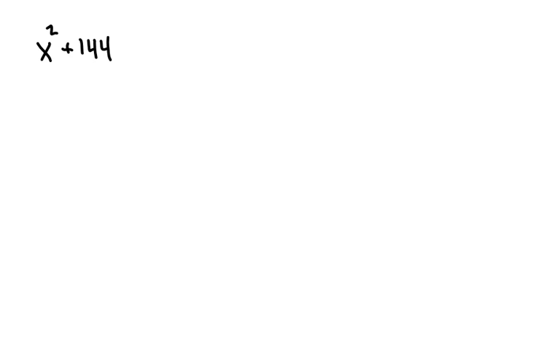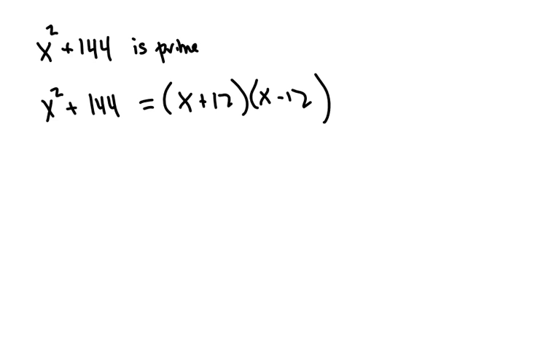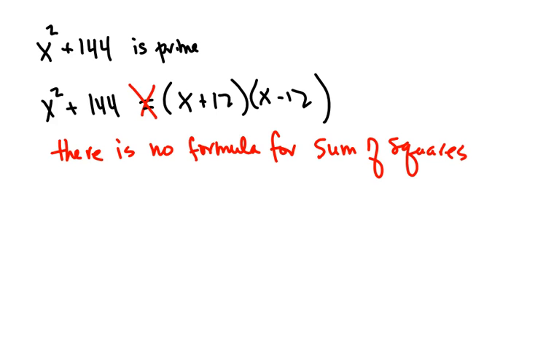Okay, I want to take a minute to answer a couple of questions that one of the students raised. The first one is that the expression x squared plus 144 was said to be prime, but they thought that it could be factored in this way, that x squared plus 144 is equal to x plus 12 times x minus 12. The important thing to note here is that there is no formula for a sum of squares.